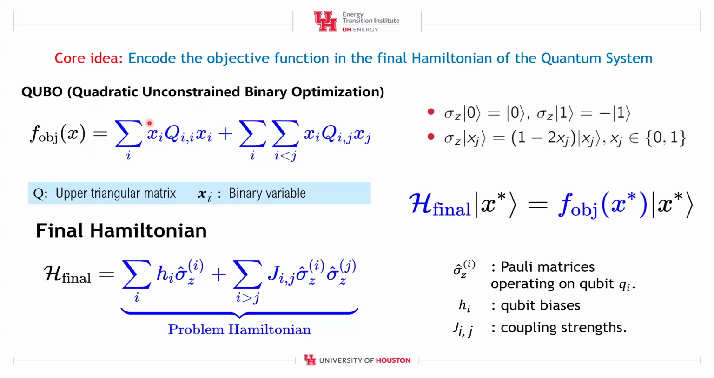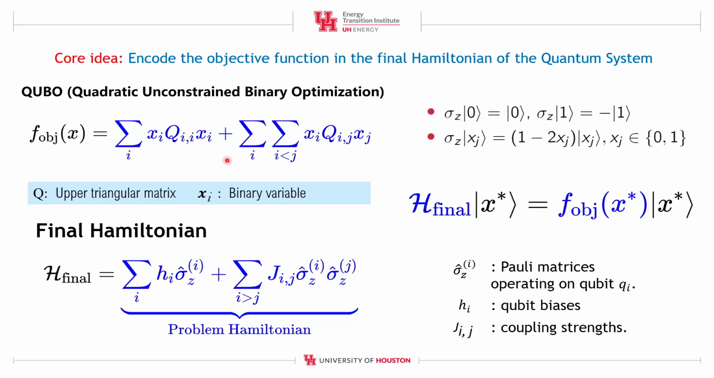Here is the mathematical formulation. The X is the binary decision variable, and the Q matrix helps us connect Xi and Xj, which becomes a quadratic formula. This problem is an NP-hard problem. So the idea is that we encode this objective function in the final Hamiltonian of the quantum system. So how do we do that?